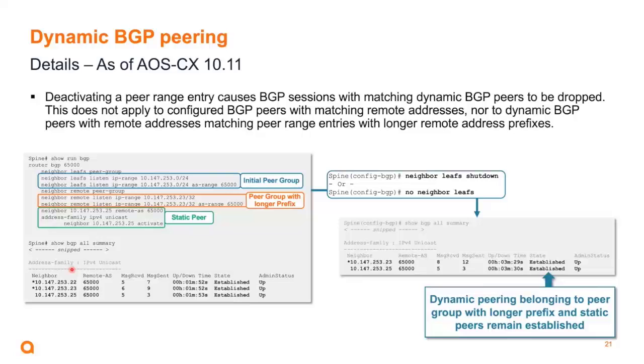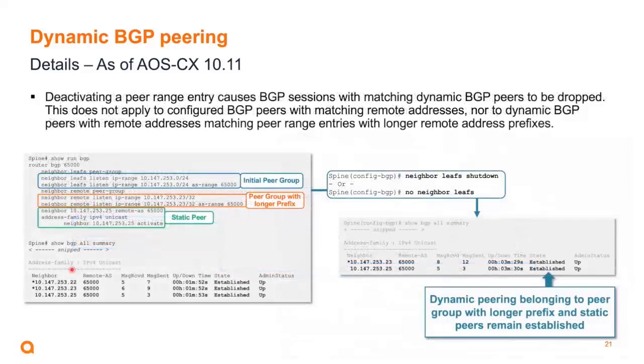Now, if you deactivate a dynamic peer group by doing a shutdown or by removing it from the configuration, the matching BGP peers will automatically be dropped from the system. The only peers which will remain with an established session are the ones which are statically configured, obviously, but also the dynamic peers with remote address matching a peer group with a longer prefix or from another dynamic peer group.